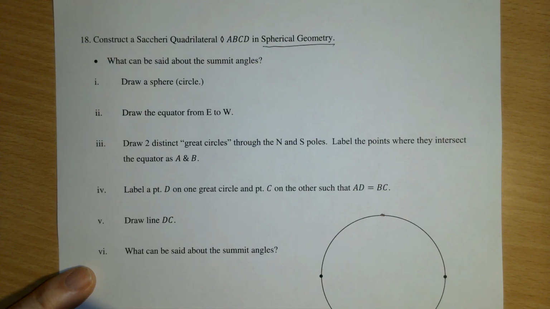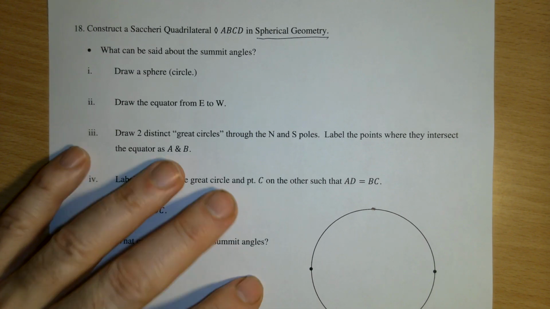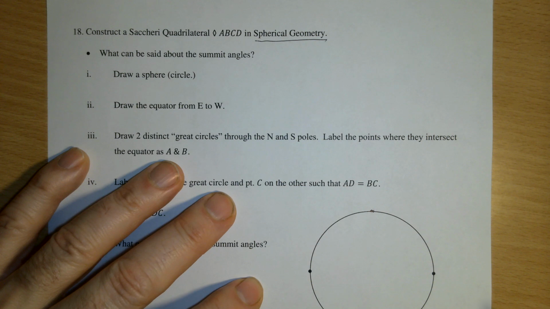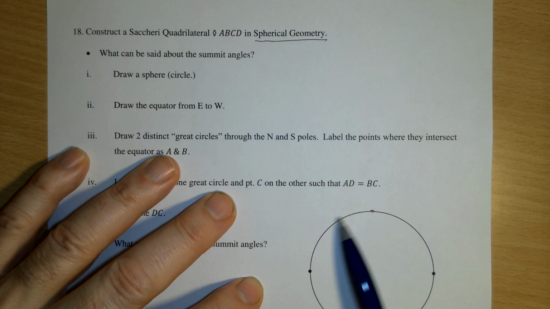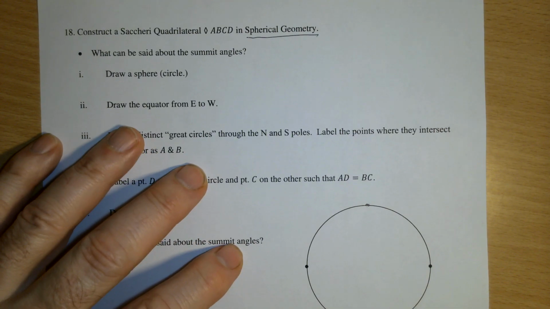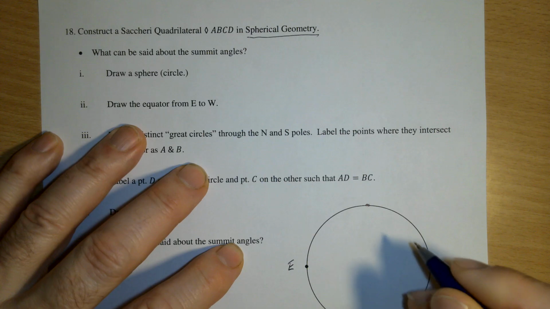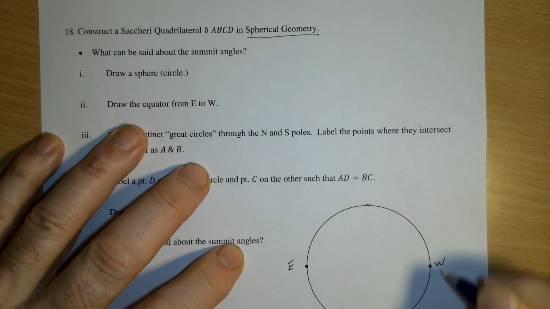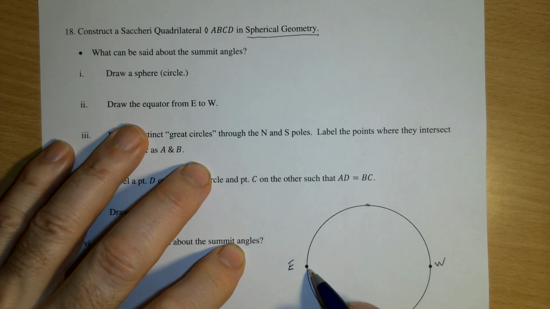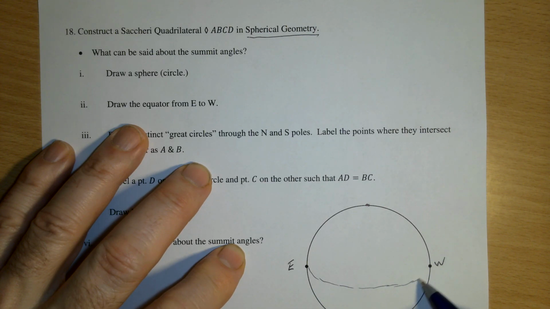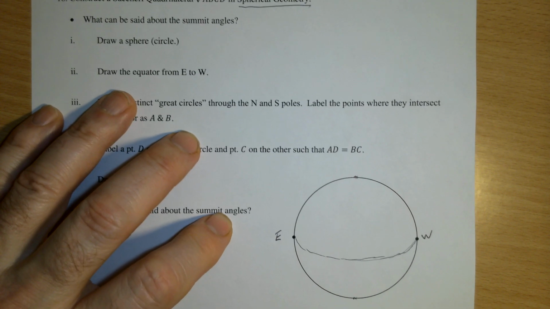So the first thing we do is draw a sphere, which we can't really draw as a three-dimensional sphere. So draw a circle, but it's going to look like a sphere when we're done with it here. So draw the equator from east to west, but don't draw it as a straight line. Kind of draw it like this. Okay, so that would be the equator.